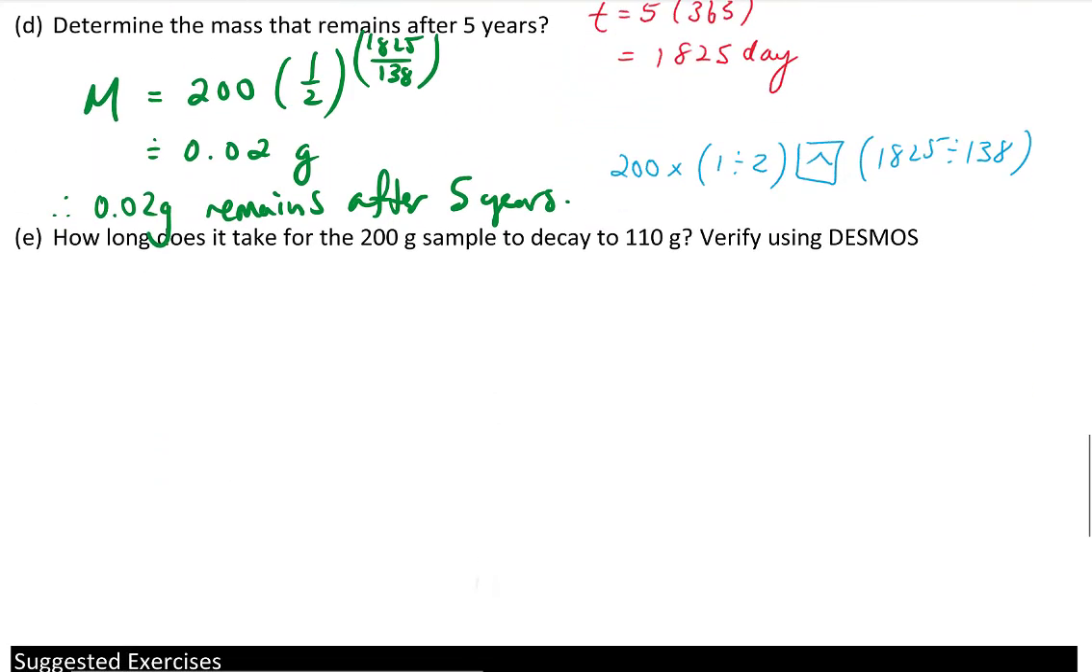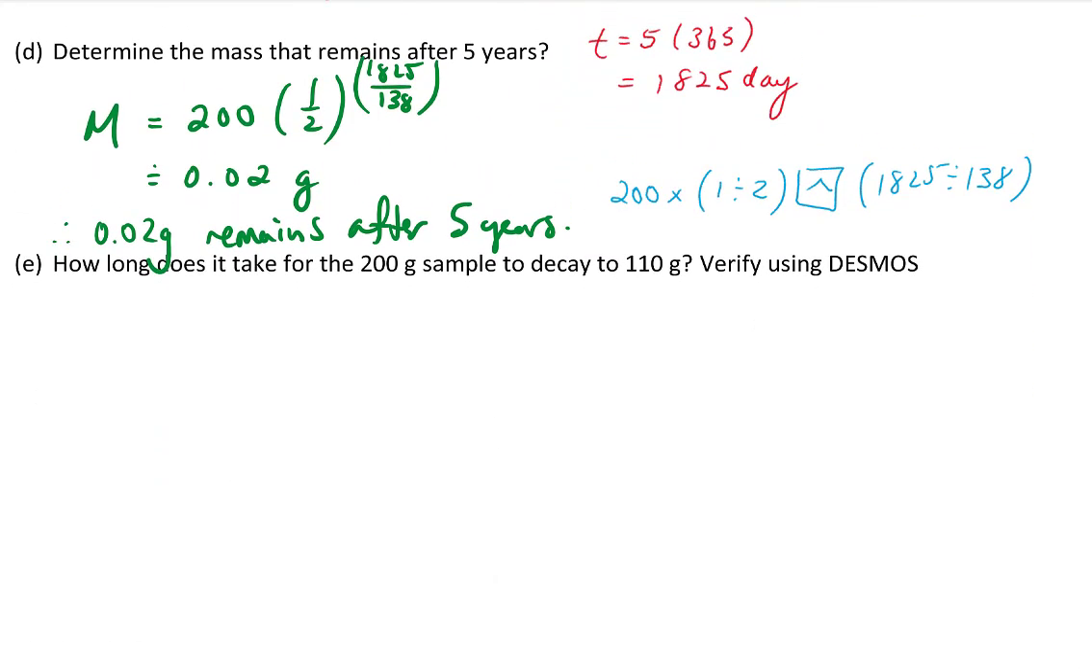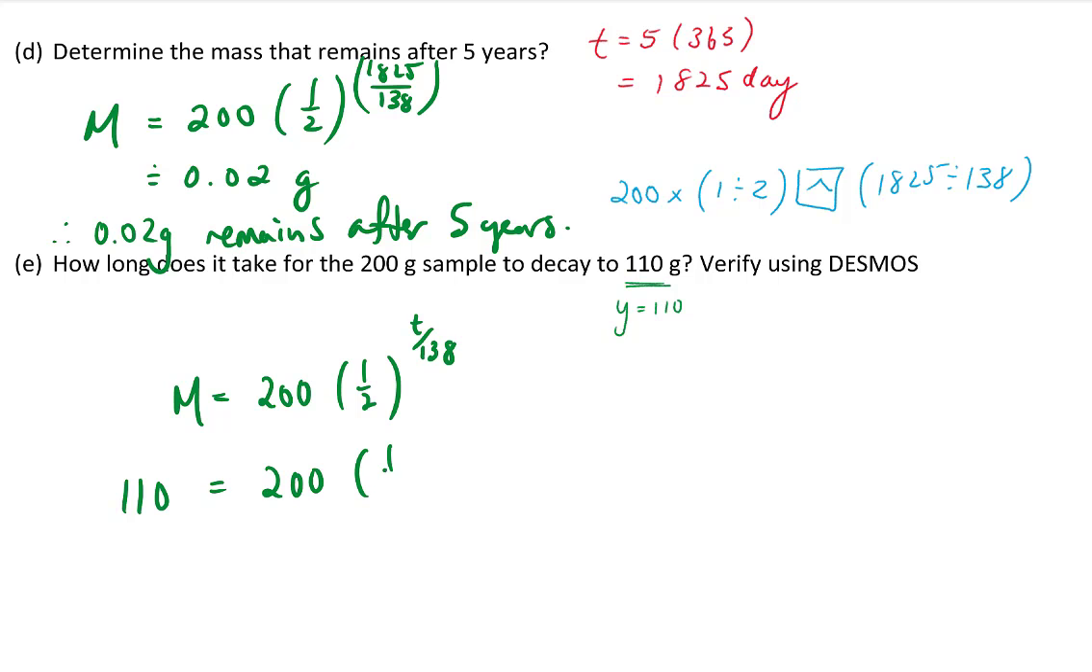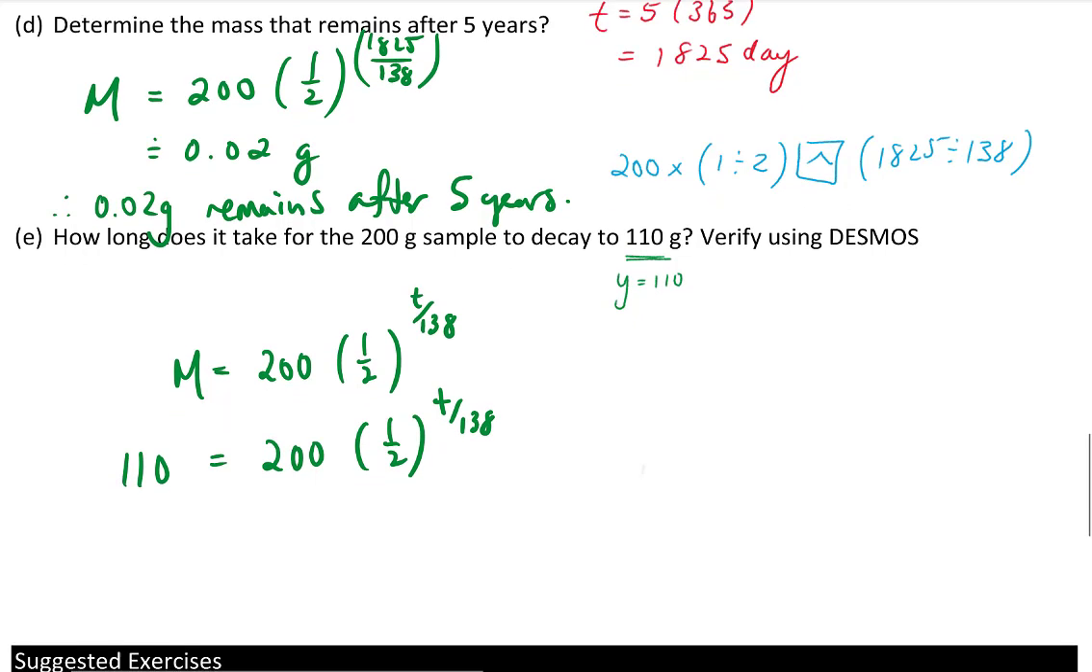So let's try the next one. How long does it take for a 200 gram sample to decay to 110 grams? So this is our y value. Y equals 110. So for our formula, we have m equals 200 times 1/2 to the exponent t over 138. So that y value is going to go in for m. So that's 110 is equal to 200 times 1/2 to the exponent t over 138.